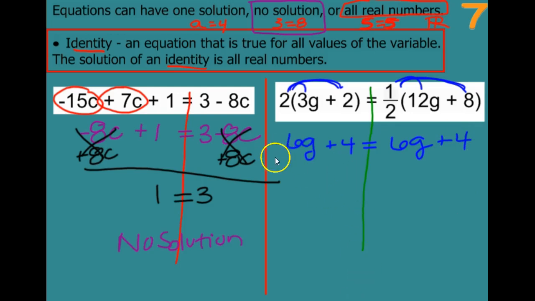We want all the letters on the same side. It doesn't matter which g we move. I'm going to do the opposite of what I see. This is positive, so I'm going to subtract 6g. 6 minus 6 eliminates. 6 minus 6 eliminates. So we're left with 4 equals 4. Well, 4 does equal 4. So our answer is all real numbers. 2 lines that make an R, or you can call it an identity. That means no matter what we plug in for g, we're going to end up with the same thing on both sides.